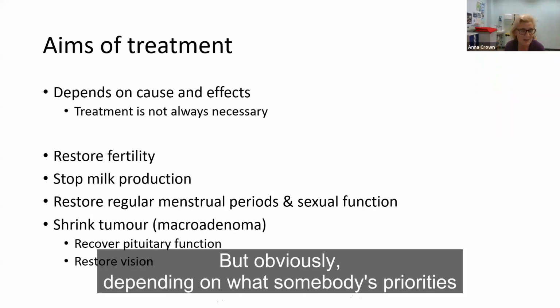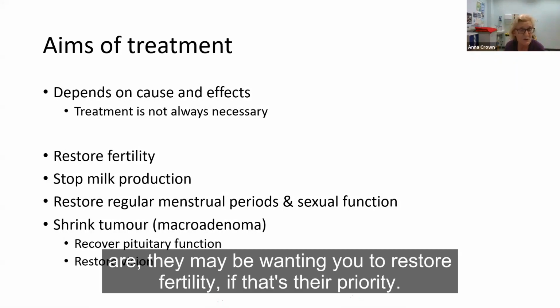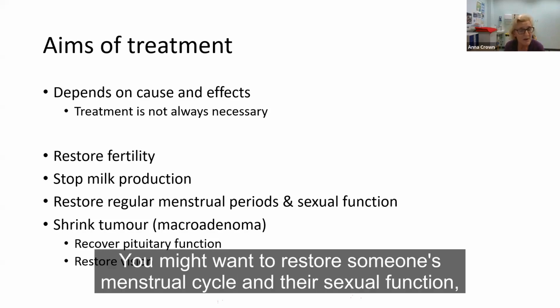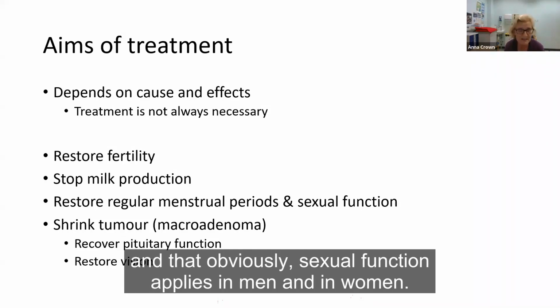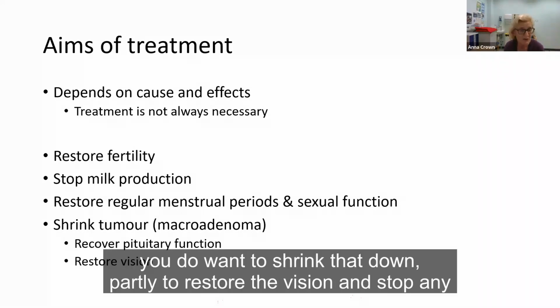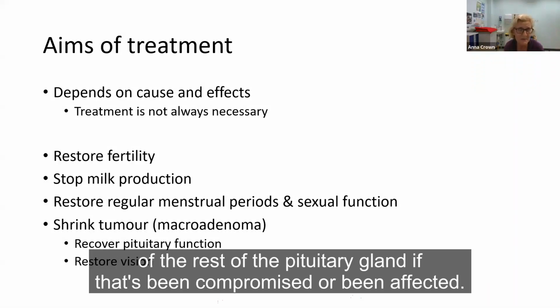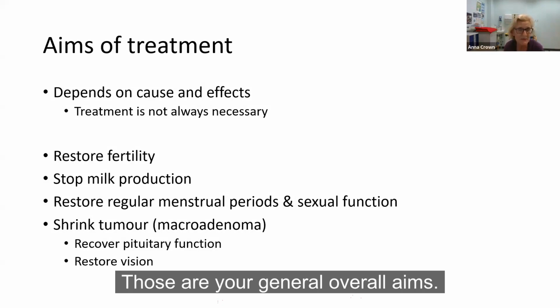But obviously, depending on what somebody's priorities are, they may be wanting you to restore fertility, if that's their priority. They may be wanting you to stop the milk production, because that's just a bothersome thing. You might want to restore someone's menstrual cycle and their sexual function, and obviously sexual function applies in men and in women. And if it's a macroadenoma, you do want to shrink that down, partly to restore the vision and stop any compromise to the visual pathways, and partly to recover the function of the rest of the pituitary gland if that's been compromised or been affected. So those are your general overall aims.